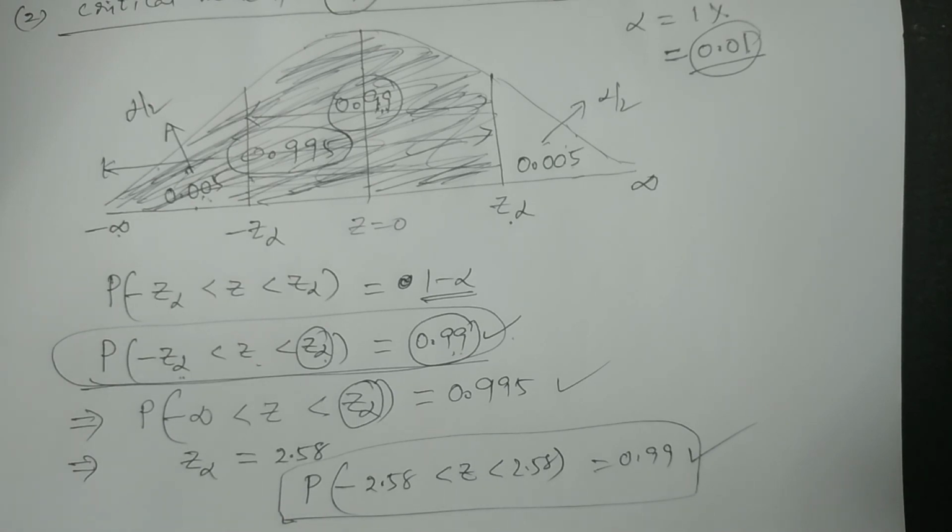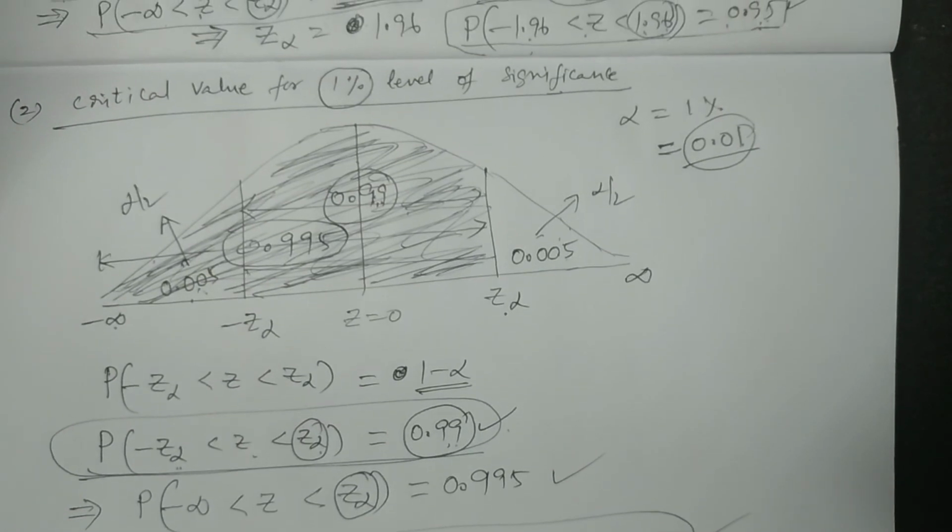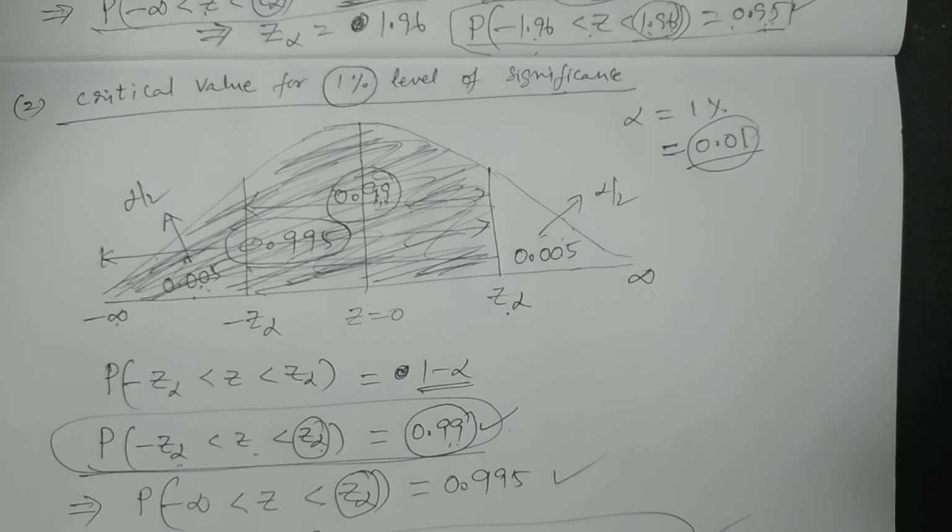One more important topic: the critical values for large sample tests based on the normal distribution are obtained in this way. Critical value for 5% for two-tailed test, critical value for 1% for two-tailed test based on the normal distribution. For large sample tests they are going to be calculated with the help of the standard normal tables, in this fashion. I hope you understand. Thank you very much.